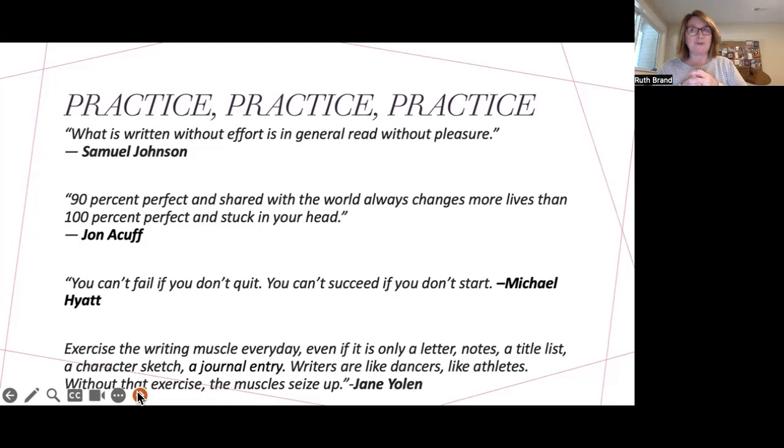We can talk about that as you get a little bit older. I think when you get to that 3-year rotation, like Brit Lit, Ancient Lit, American Lit, we talk about polysyndeton, asyndeton. So she's doing some other things. But look here, writers are like dancers, like athletes. So like dancers, like athletes, that's parallel. Without that exercise, the muscles seize up. So there's some good encouragement for you as a writer.